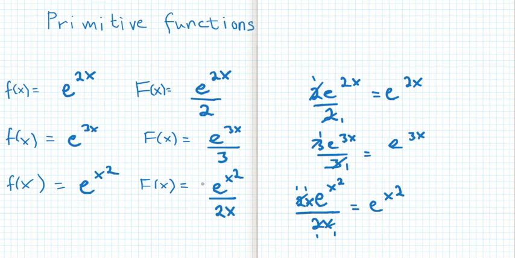So once again, the formula to find the primitive function of the exponential functions, we just write the exponential function and divide it by the inner derivative. In this case, we divide it by 2. In this case, we divide it by 3. And in this case, we divide it by 2x.